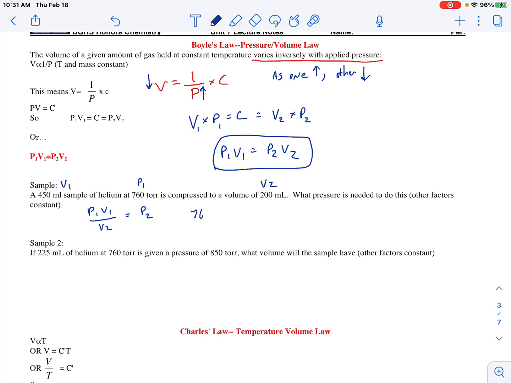So the original pressure, 760 torr. The original volume was 450 milliliters, and we're dividing by the new volume, which is 200 milliliters. My milliliters units cancel, and that leaves behind torr, which is okay because that's a unit of pressure. So 760 times 450 divided by 200 is 1,710 torr.